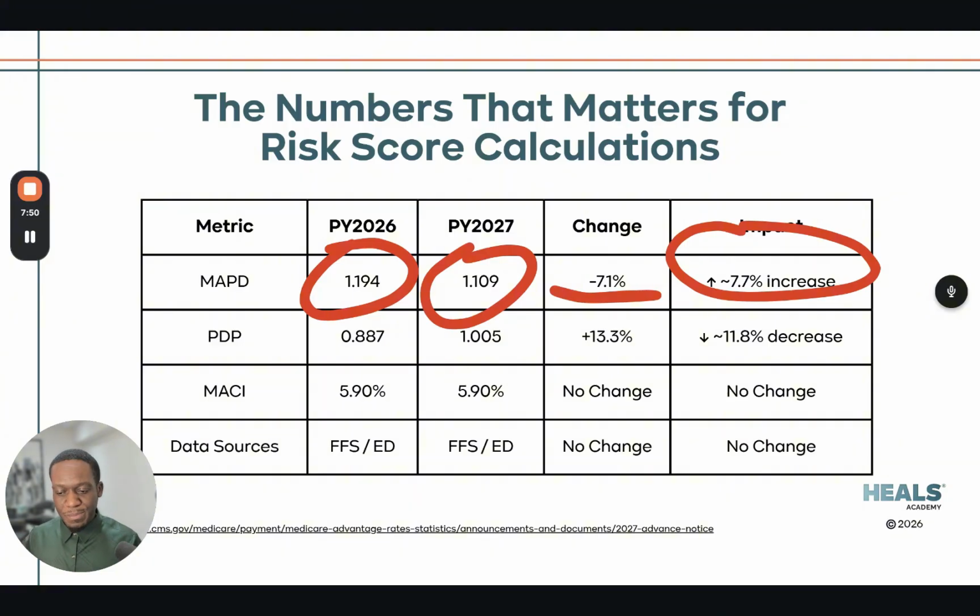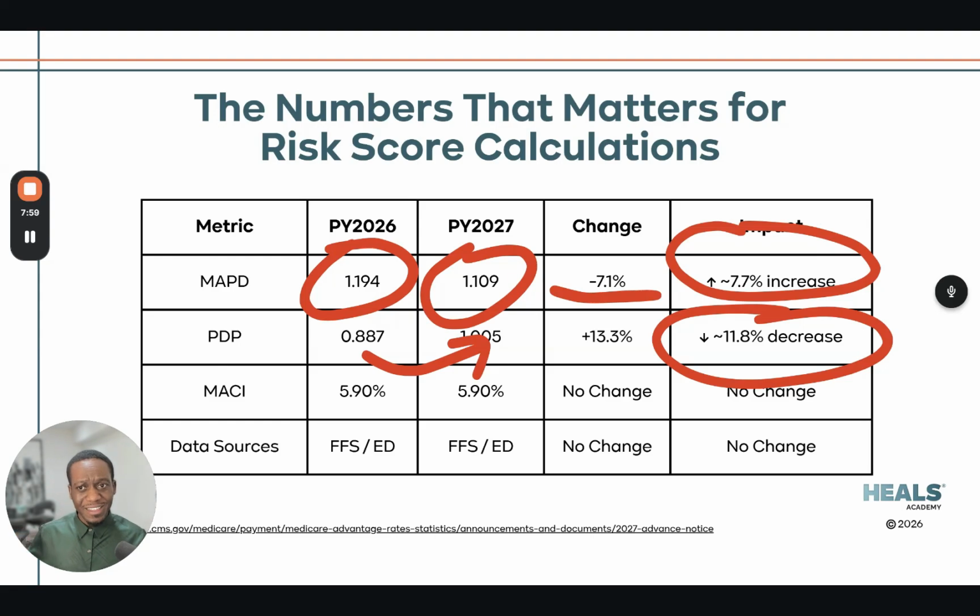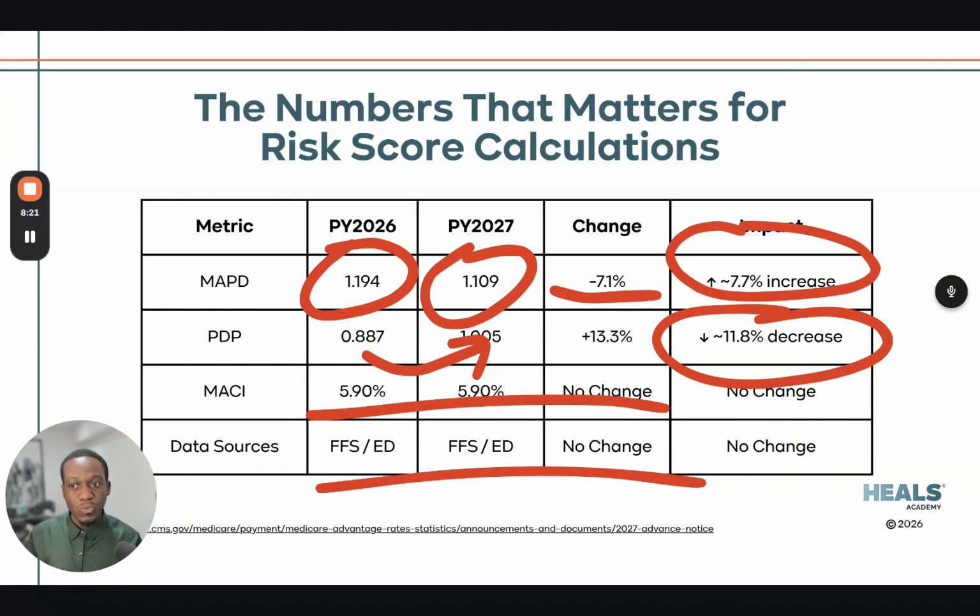Nonetheless, on the PDP side, there is an increase in the normalization factor, which causes a decrease in the risk score. So if you are in the same business together, then you have to know how the change in these numbers causes an effect in a different direction towards the risk score. The MA coding intensity is no change, and the data sources, there's no change there as well. Just the proposal to exclude the unlinked chart reviews, which you have to also keep in mind as you look into impact and preparing comments to submit to CMS.